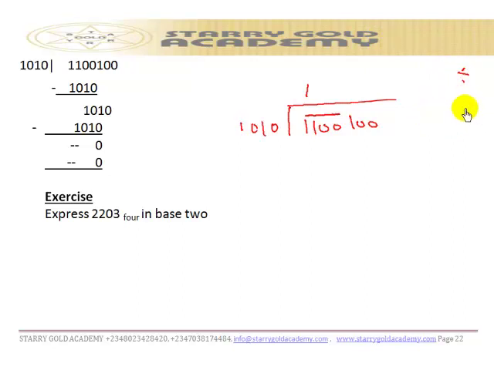What is the next process? Multiply. 1 times 1010 is 1010. What is the next process? Subtract. 0 minus 0 is 0. 0 minus 1 is impossible, so you borrow 1. This one becomes 0, and the other becomes 10. 10 minus 1 is 1. Okay, so you just have 10 left.